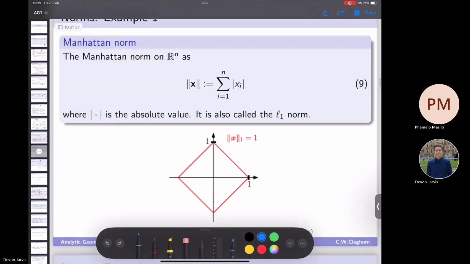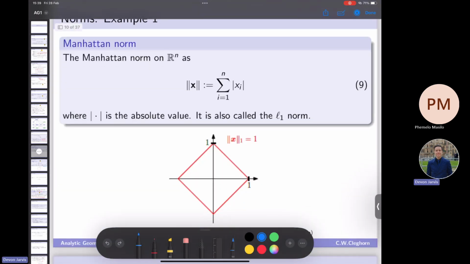So the first example of a norm is known as your Manhattan distance. All you do there is you take your vector in R^n and sum up the absolute value of all of those elements. It is also called the L1 norm. If you are doing machine learning and you apply L1 regression or L1 regularization, what you're doing is minimizing the absolute value of the weights of your neural network.